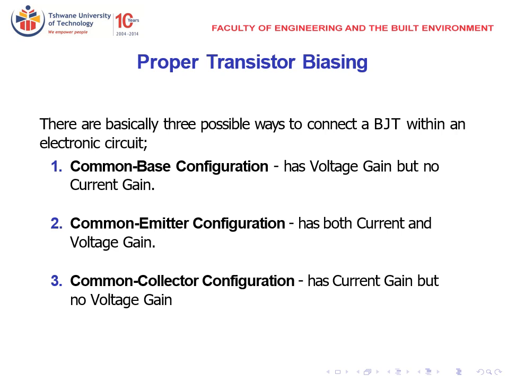So the first one has a voltage gain but no current gain. Number 2, the common emitter configuration has both current and voltage gain, and then the common collector has current gain but no voltage gain. So it depends on what you want to achieve in your circuit, then you will choose any of the 3.